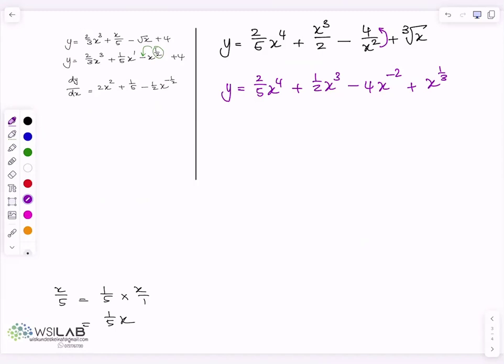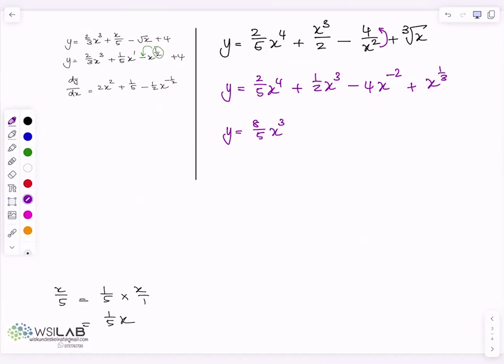Sir, I got 48x plus... Oh, sorry, 48x over 5, plus 3. But how do you get 24 over 5 x squared? Because my first one was 2 over 5 times 4 is 8 over 5, and then I took the 3 and I multiplied it again.